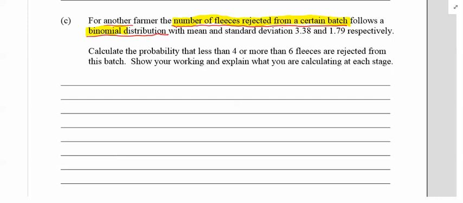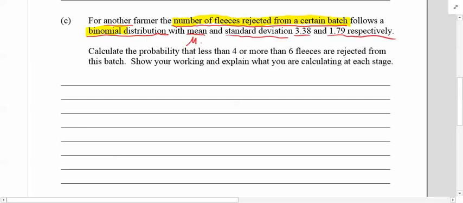So respectively just means in that order. Doesn't mean we're showing it some respect. It means in that order. So I'm going to write that down as I go. So mean mu equals 3.38.